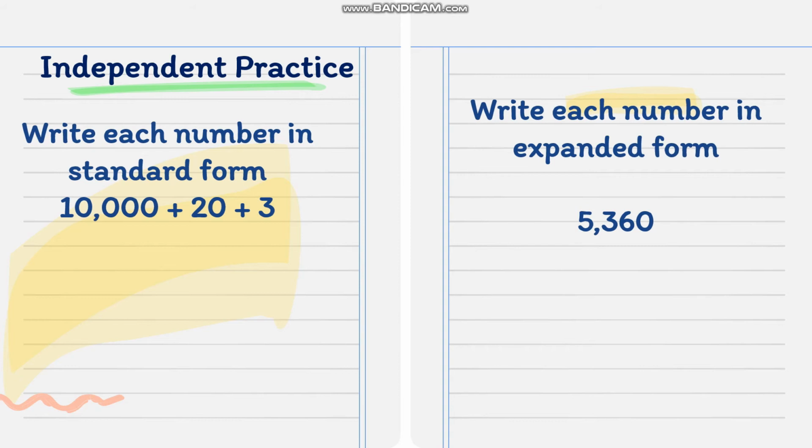Write each number in standard form. 10,000 plus 20 plus 3. So 10,000 plus 20 is 10,020, plus 3 is equivalent to 10,023.